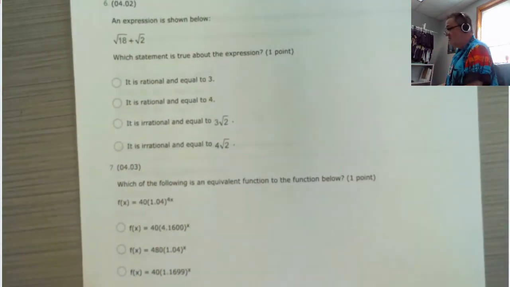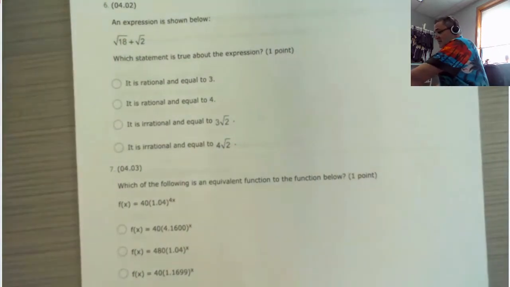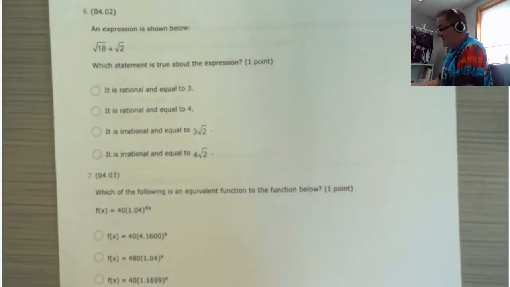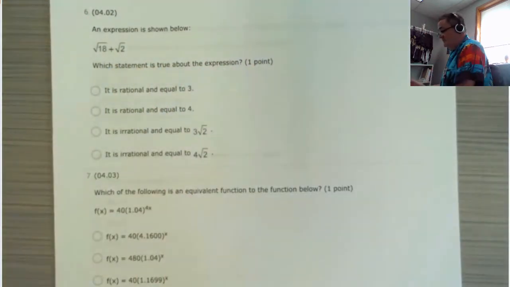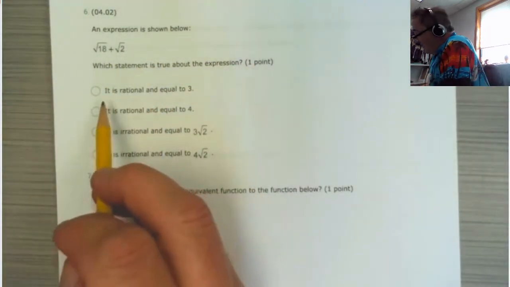Okay, an expression is shown below. So here's the expression shown below: the square root of 18 plus the square root of 2. And they want to know which one is true. So it's rational, equal to 3.